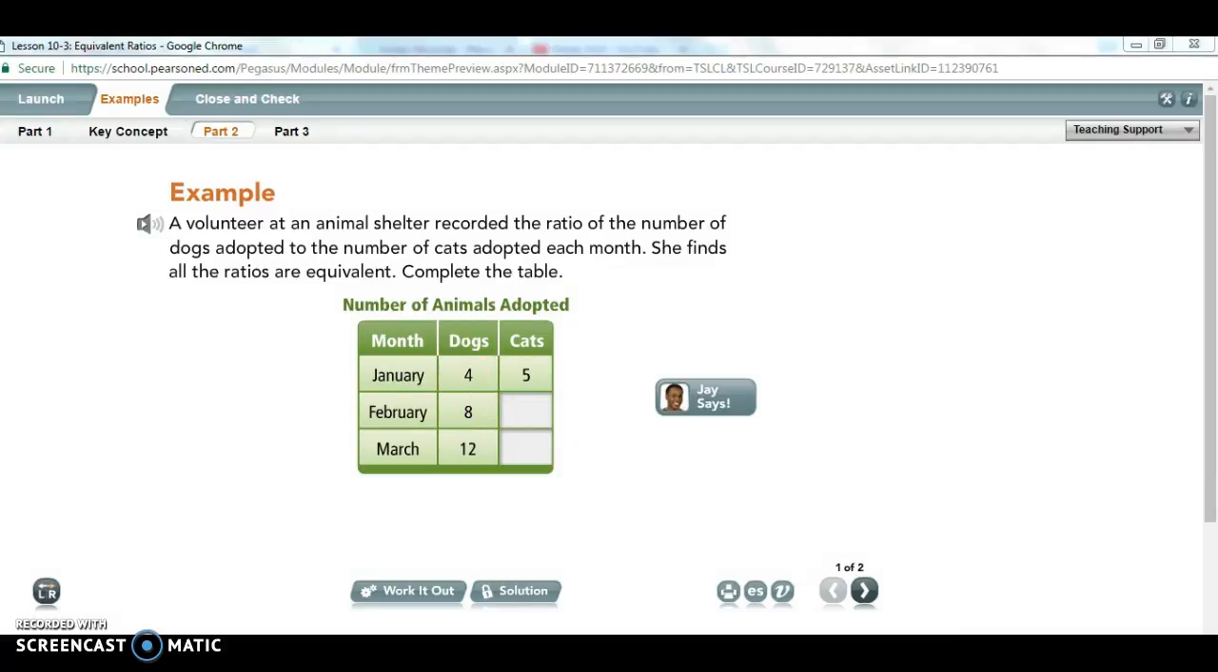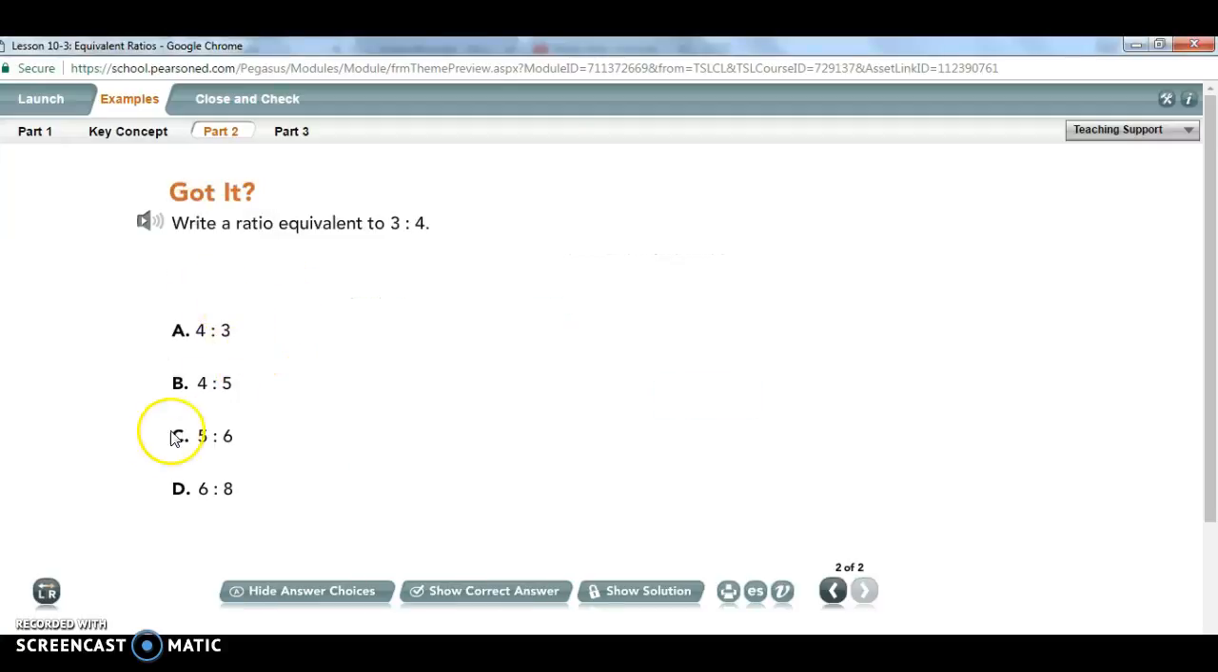Moving on to our got it problem, we want to write the ratio equivalent to 3 to 4. The correct answer is D, 6 to 8. I know this because I did 3 times 2 is 6 and 4 times 2 is 8.